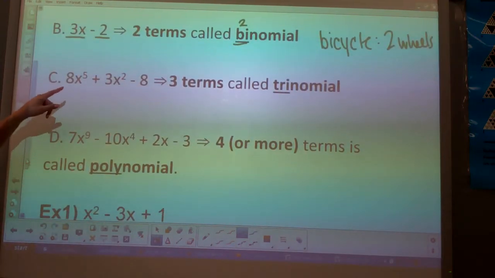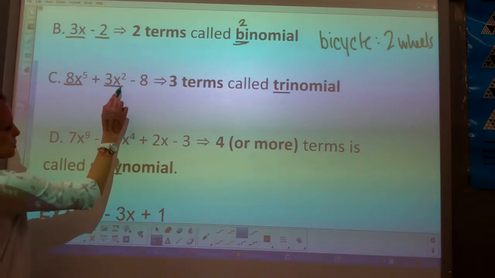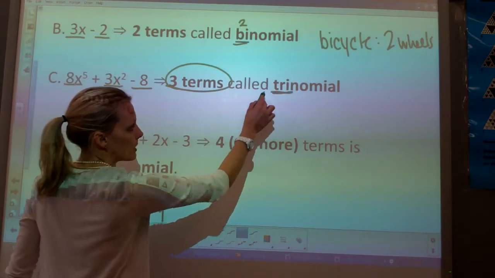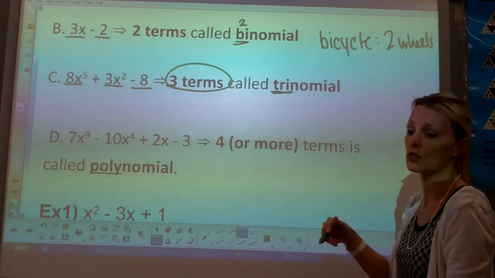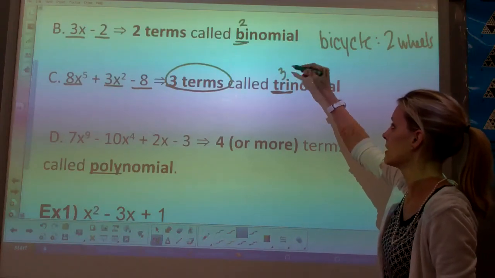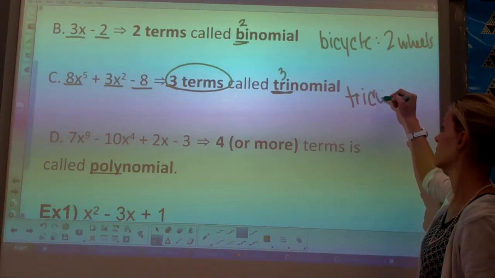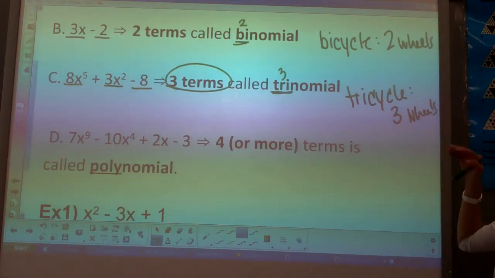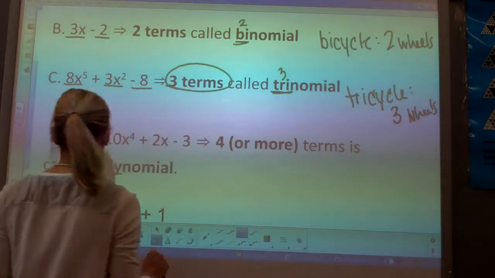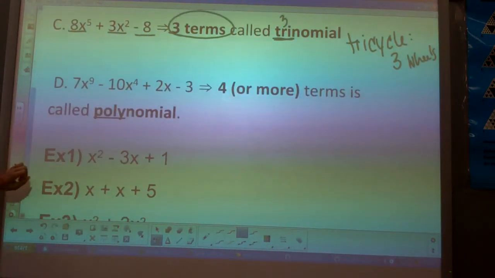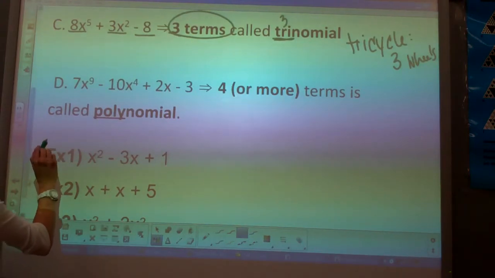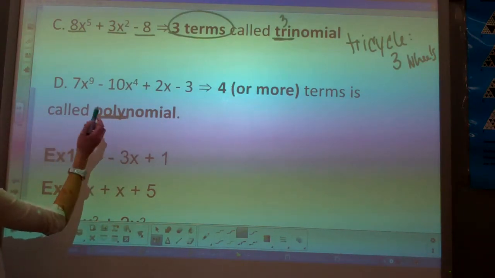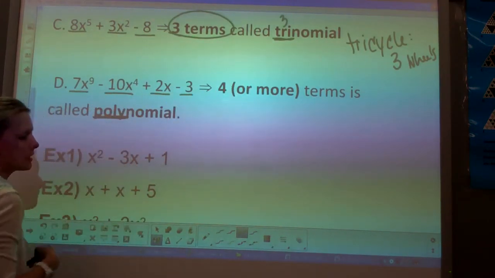For C, we have 1, 2, 3 terms. So for 3 terms, it's called a trinomial. And the way to remember that is tri means 3, and I remember a tricycle. A tricycle actually has 3 wheels. So tricycle, trinomial. Anything with more than 3 terms, so 4, 5, 6, 7, is called a polynomial, meaning a many. So 1, 2, 3, 4 is a polynomial.